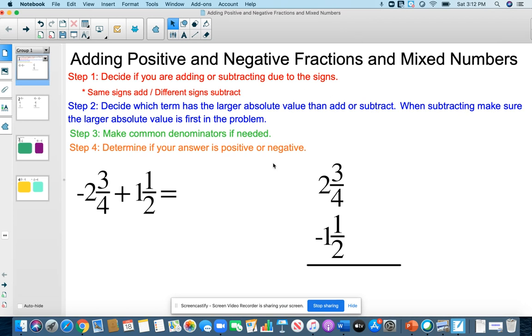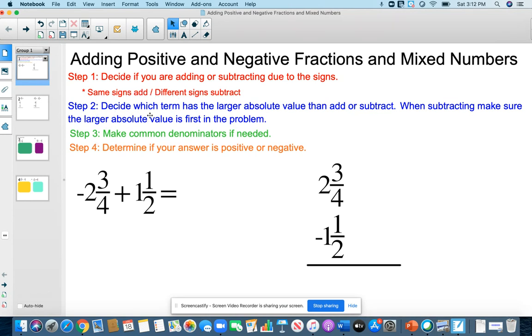Hi, everybody. Welcome to adding and subtracting positive and negative fractions, rational numbers. So, the steps that you follow when deciding what to do when adding positive and negative fractions. First thing you have to decide is from the signs if you're going to add or subtract. Remember, same signs you add, different signs you subtract.